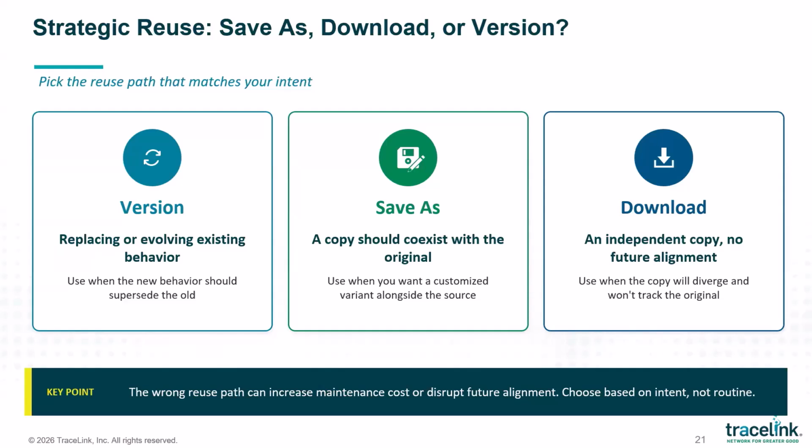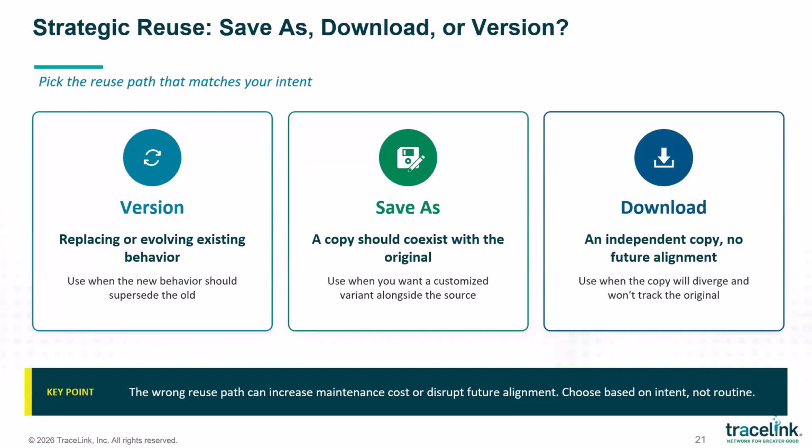Use save as when you want a copy that coexists with the original. That's your customizable variant. Use download when you need an independent copy and you're not expecting to stay aligned with the original going forward. Why does this matter? Choosing the wrong path can create maintenance issues or prevent you from benefiting from future updates to the original solution. If you download when you actually want to receive future updates from TraceLink, you may be redoing that work by hand.